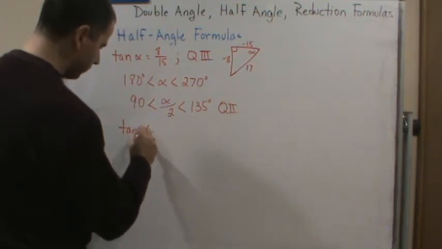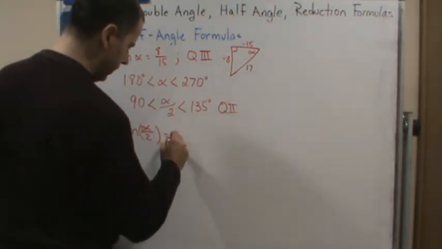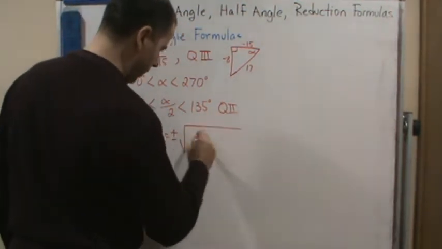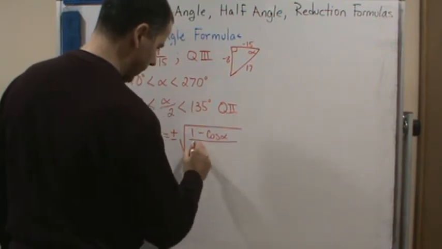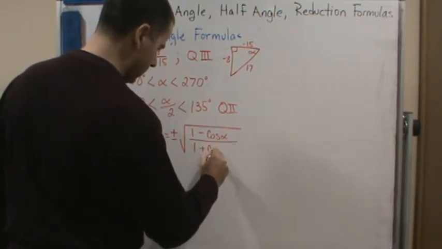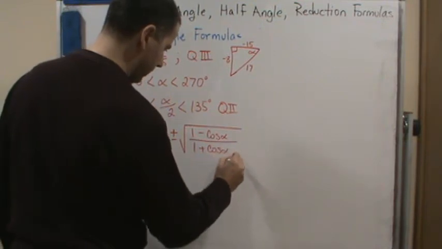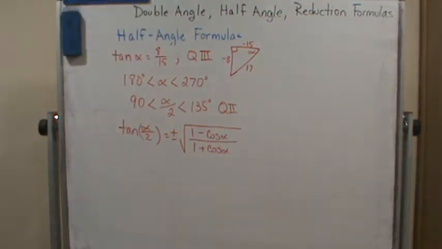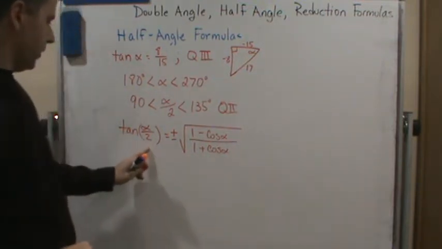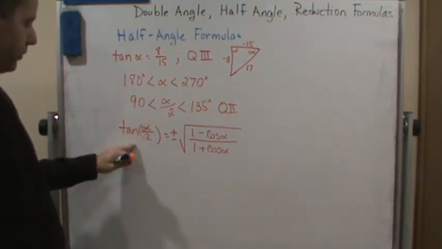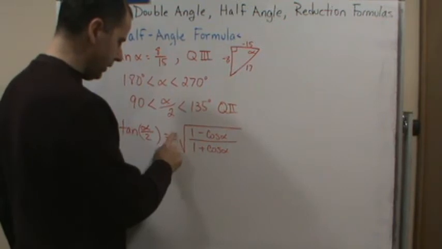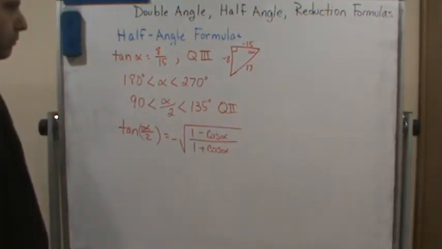alpha divided by 2, that's going to be, again, plus or minus the square root of 1 minus cosine alpha divided by 1 plus cosine alpha. Okay, and so again, all we have to do is remember what is the sign in the second quadrant. Tangent is positive only in the first and third quadrant. So in the second quadrant, this is going to be negative, right?